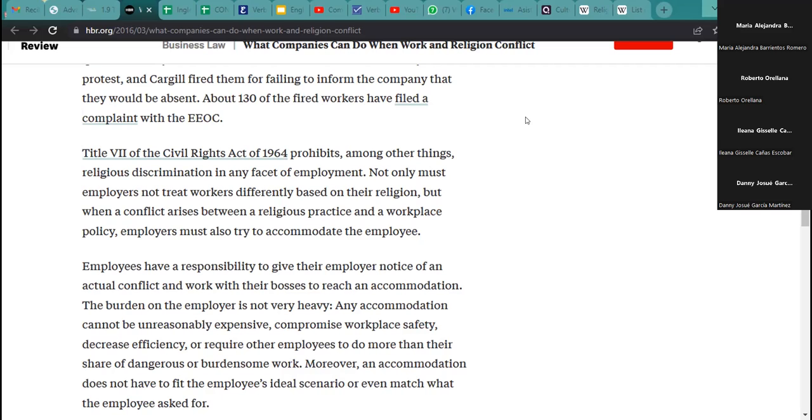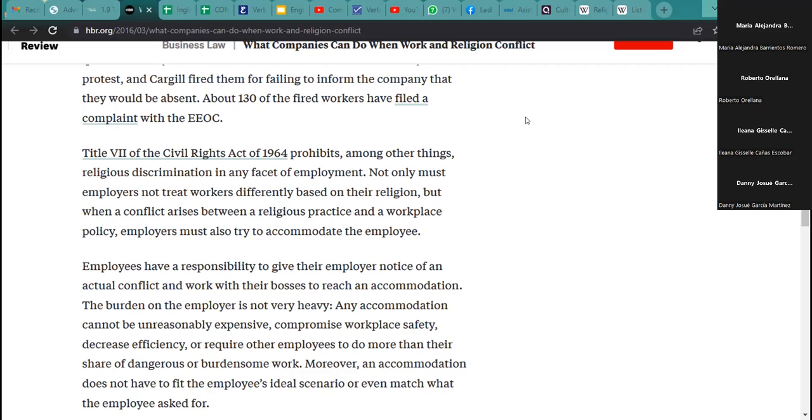I think it's a title or article, something like that, in the civil rights. Yeah, that is prohibited to the company: religious discrimination to the employees, their religion, their belief. The company or the employer has to, it's a word, accommodation, to facilitate the things to the employee in order for the employees to practice their religion.